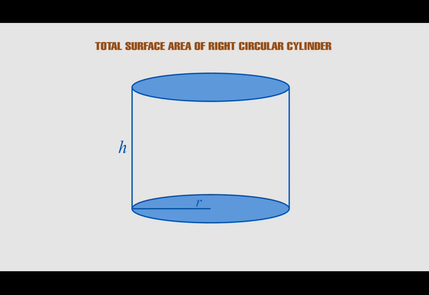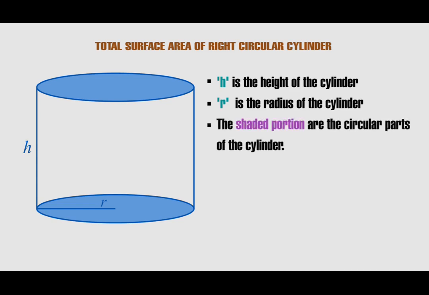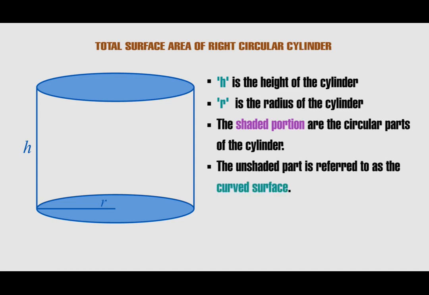Let's now look at another type of prism. This time we are considering the cylinder. Let's consider a cylinder with height h and base radius r. The shaded portion are the circular part of the cylinder, and the unshaded part is referred to as the curved surface area. Now this cylinder is right because the base radius is perpendicular to the height.